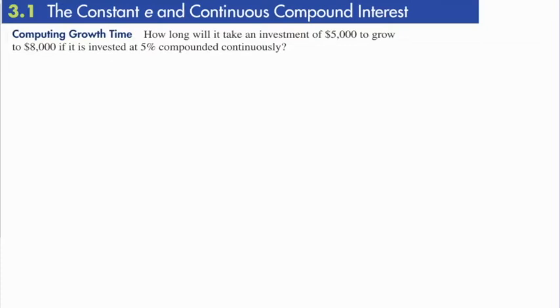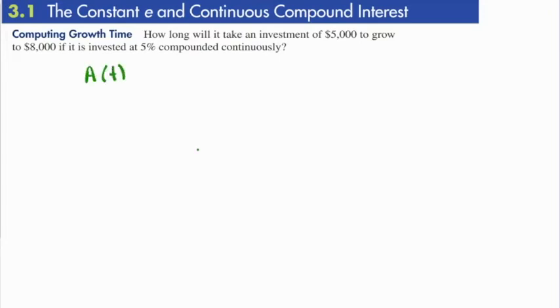Okay, so here we have another example. It says, how long will it take an investment of $5,000 to grow to $8,000 if it is invested at 5% compounded continuously? And this is where we will use our relationship between logarithms and exponentials to solve the problem. We've done this earlier in the year. We're going to do it again here and now.